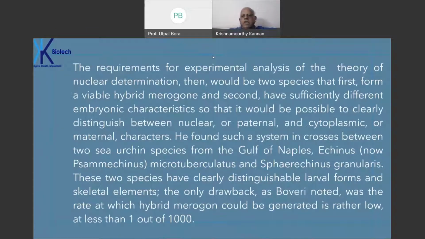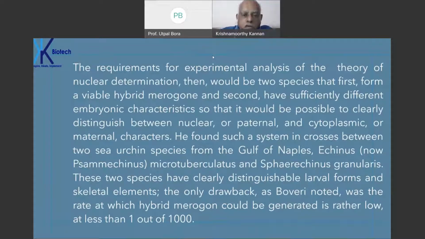To cut a long story short, he chose two species of sea urchin. One is called Echinus, and another Spheraechinus. They look morphologically different. So if you take the Echinus, remove the nucleus out of it, and take the nucleus out of the Spheraechinus and put it onto the Echinus, he could convert the Echinus into the Spheraechinus, showing that the nuclear material is responsible. Of course, the success rate was very low, only 1 in 1,000. But he demonstrated that the genetic information is contained in the nucleus.